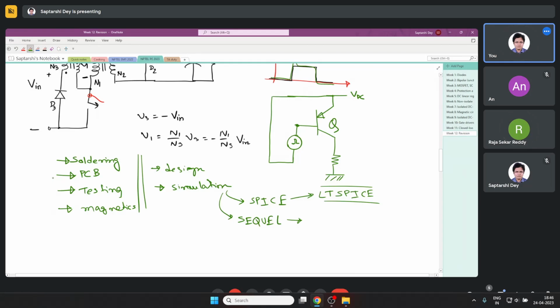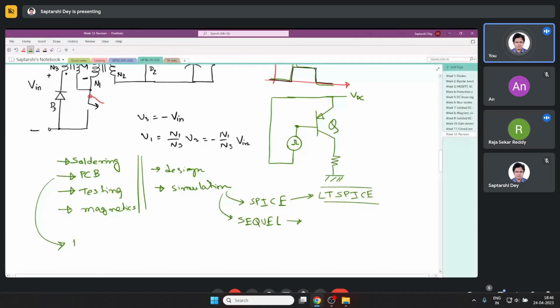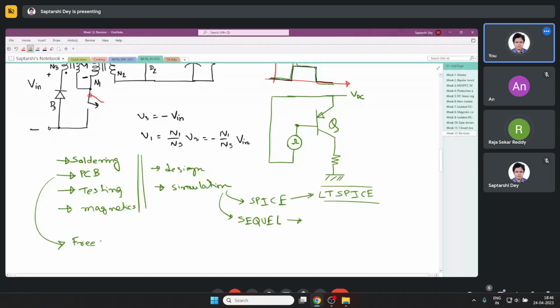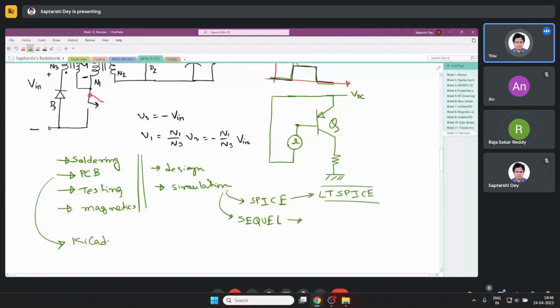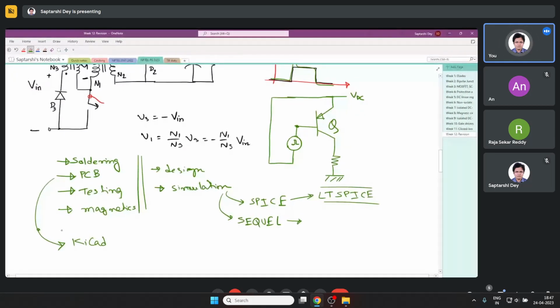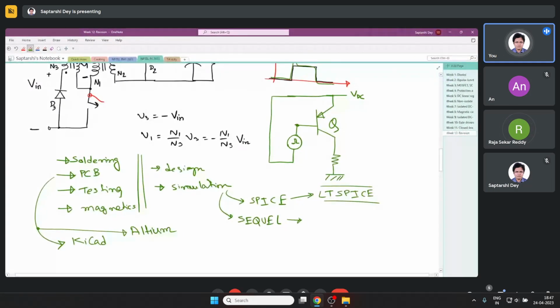For PCB, no, not FreeCAD. KiCad is one open source software where you can design PCB, and there are other softwares which are paid softwares. We should not name though, but they are popular actually. The most popular is Altium. This is something that you can add as a skill in your CV if you are going to join a PCB or power electronics industry. If you know Altium, that's a great skill.